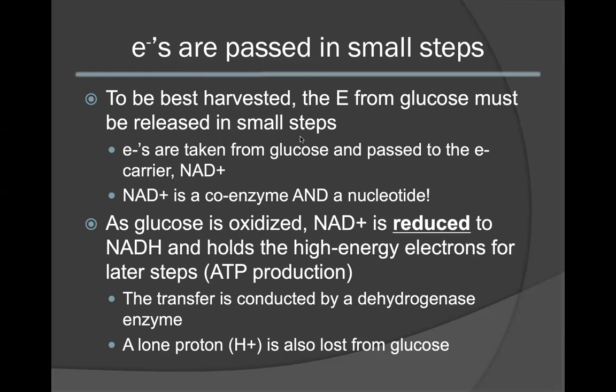The transfer of these electrons is carried out by a dehydrogenase enzyme. As a result, we are going to also have the release of a proton that is also going to be released from glucose. We will see how that occurs in the next slide.